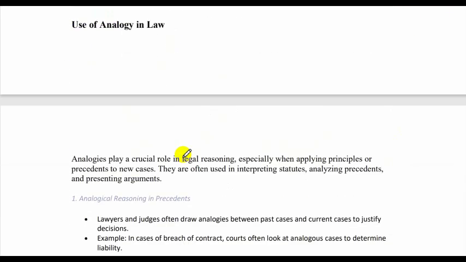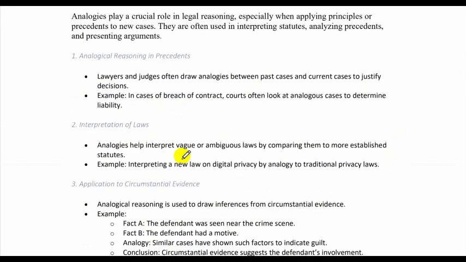Use of analogy in law. Analogies play a crucial role in legal reasoning, especially when applying principles or precedents to new cases. They are often used in interpreting statutes, analyzing precedents, and presenting arguments. Let's start with the first one, analogical reasoning in precedents. Lawyers and judges often draw analogies between past cases and current cases to justify their decisions.